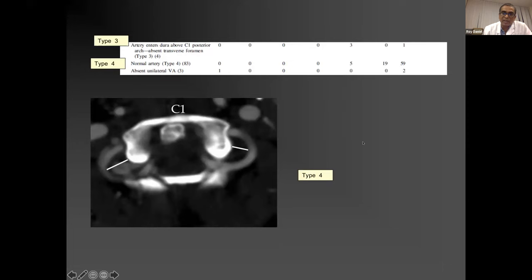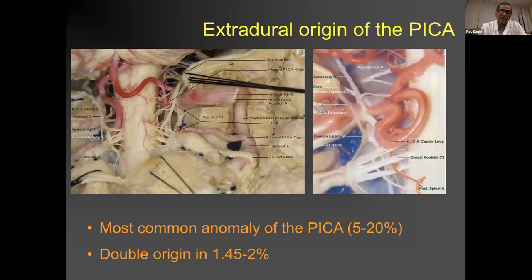One of the important variants that you could find, though it could be quite common, actually 5 to 20%, is extradural origin of the PICA. And that's important to know from a preoperative imaging and during surgery, because you can injure it and create a problem. And sometimes it can even be doubled. So an extradural origin of the PICA is something to be looked out for.